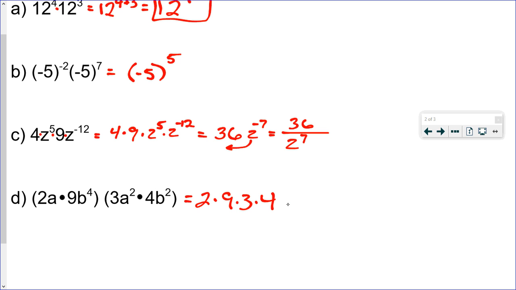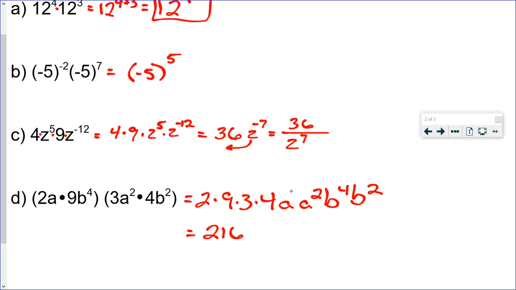Let's put the a's next to each other. So I had the a and the a to the second. And then I'll put the b's next to each other. So all I did was change the order of all of this. And now let's multiply these numbers together. Again, these are not powers. They don't have exponents. So that's 18 times 12, which I can't do in my head, so I'm going to break out my calculator. It's 216.